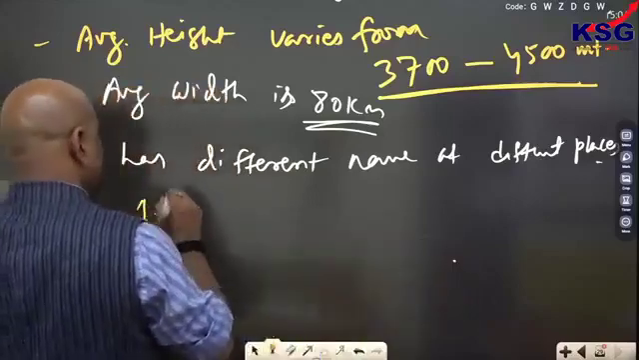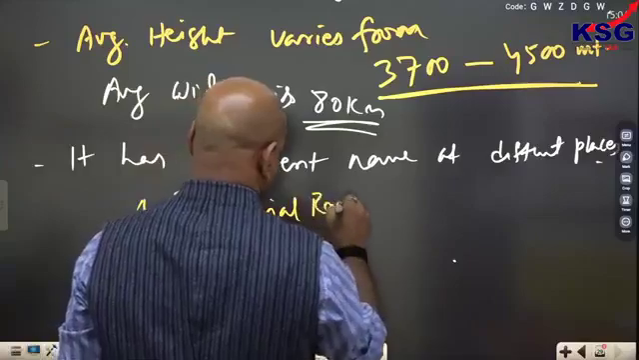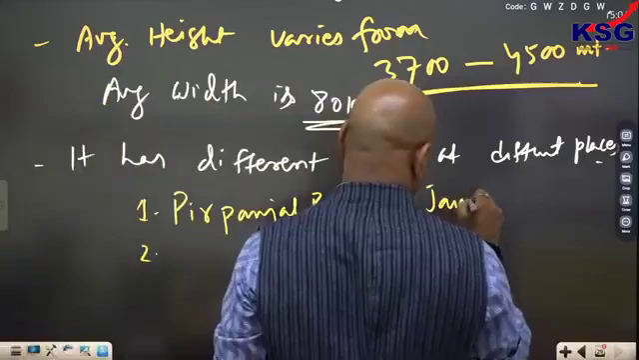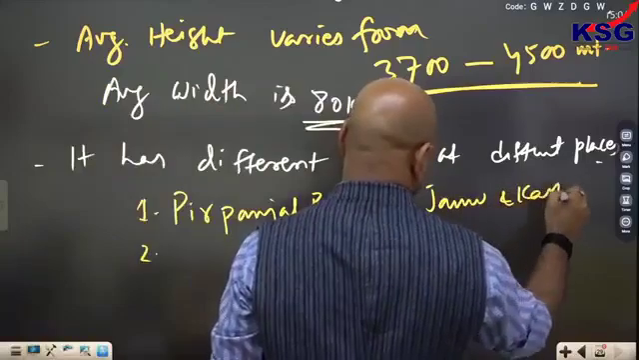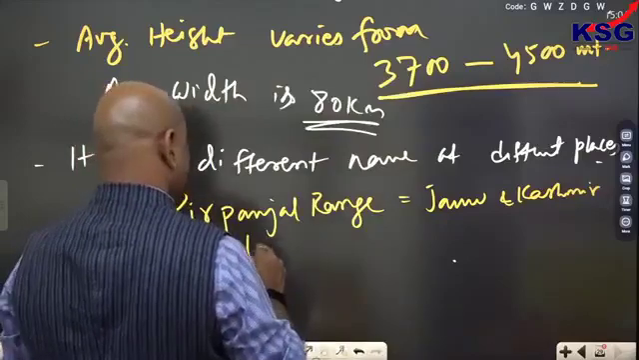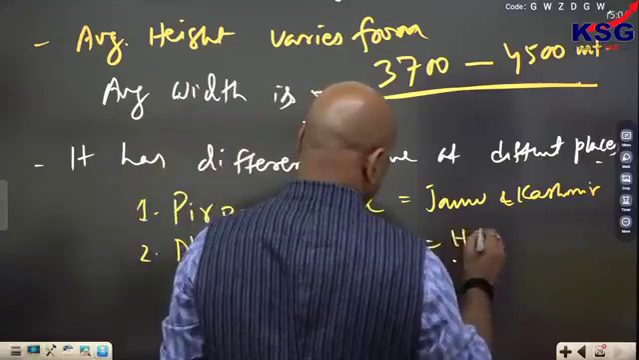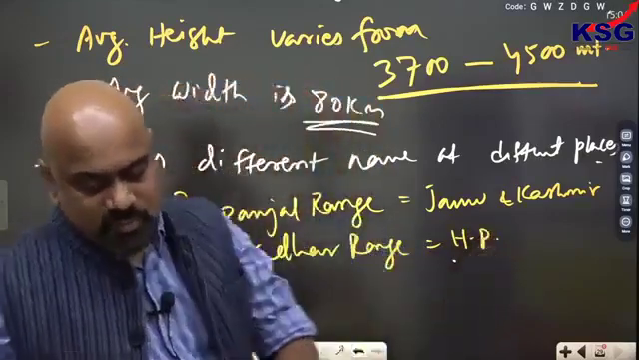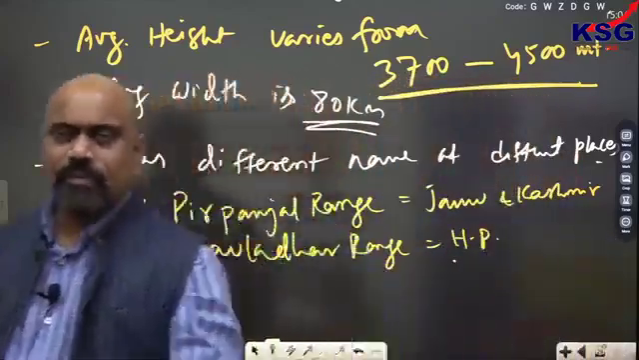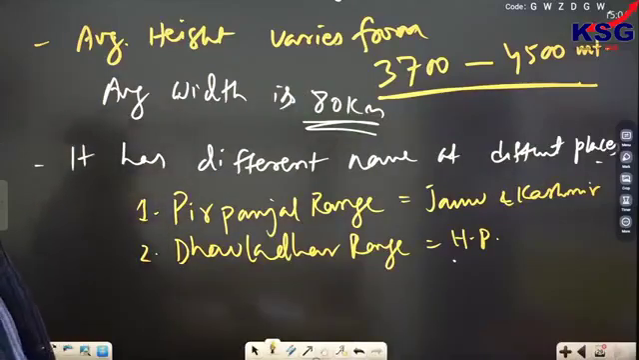ऐसे different places. Example, Pir Panjal range in Jammu and Kashmir, Dhauladhar range in Himachal Pradesh and Uttarakhand. Pir Panjal range, Kashmir. In Kashmir it is Pir Panjal. You must be knowing about this Pir Panjal Pass, Banihal Pass, etc. You know, Jammu and Kashmir में जो है.